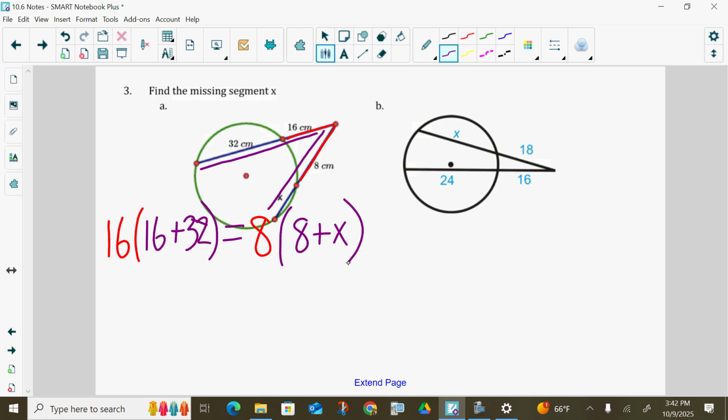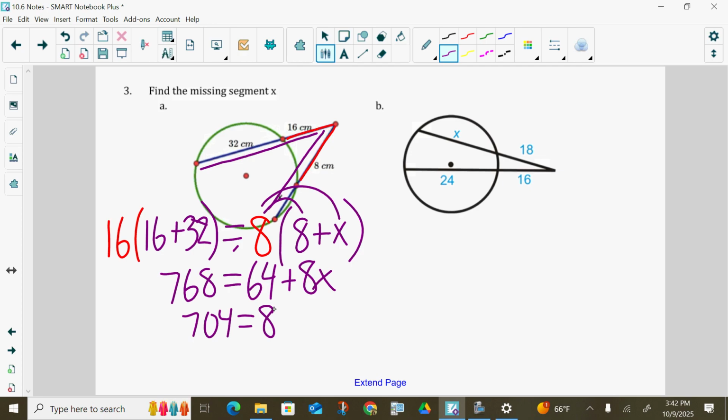So on the left side, I can do that math in my calculator, and I'm going to wind up with 768. And on the right side, I'm going to need to distribute. So when I distribute that 8, I get 64 plus 8x. And now I'm at a nice, easy equation that I can solve. So I'm going to move 64 to the other side. When I subtract that over, I'll get 704 equals 8x. Divide both sides by 8. And I'll get x equals 88.